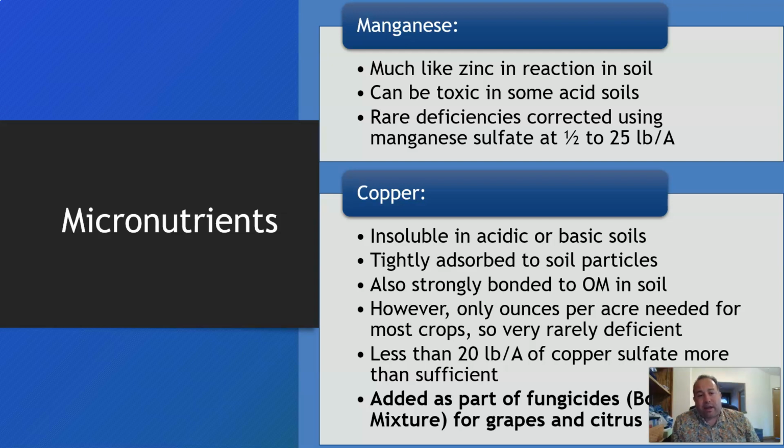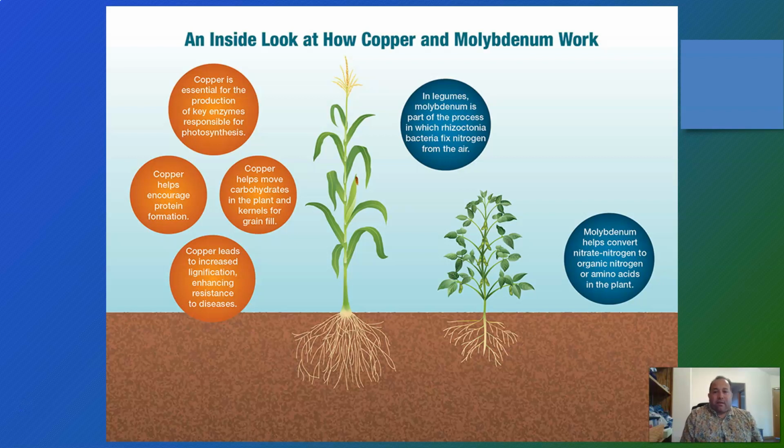And usually copper is added in as part of fungicides for grapes and citrus. So on the left here, it talks about how copper is essential for the production of key enzymes. It helps encourage protein formation, helps move carbohydrates in the plant, and it can lead to increased lignification, which helps the plant be resistant to disease.